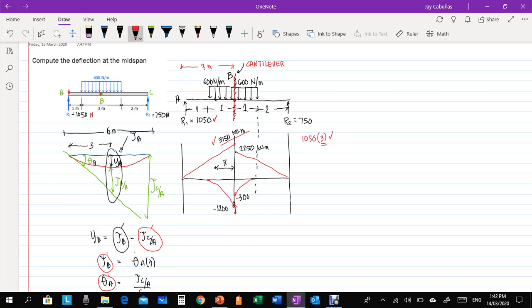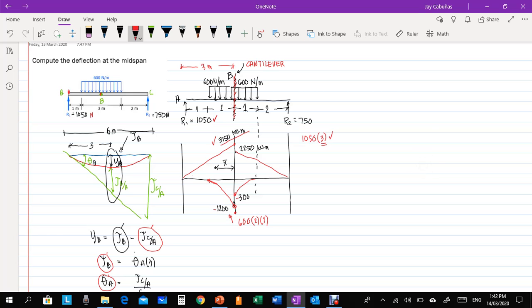For the 600 Newton per meter uniform load. So again, second degree, right, the moment diagram? So this one here, this is its diagram. So in that case, what is its moment diagram? We have 600 times 2 times 1. Right? The moment arm. Now, how about the uniform load at the other side of the cantilever?